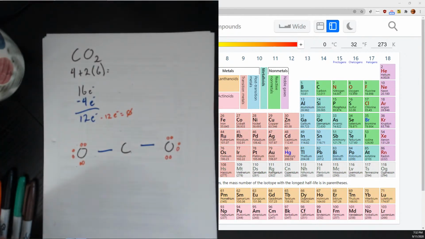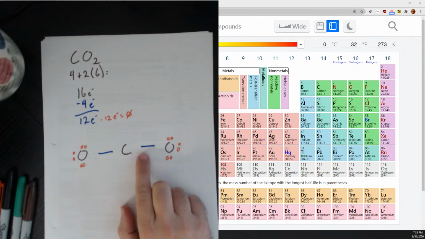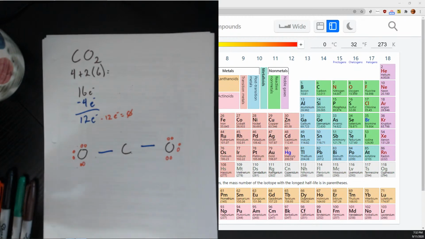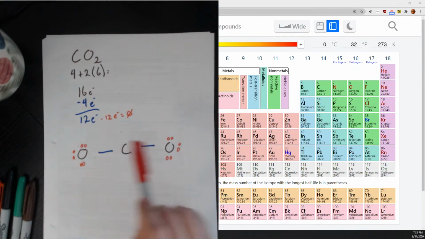So there's nothing left to go on carbon as lone pairs. We've used up our pool, nothing left. But carbon is not yet happy. Carbon looks around itself and it sees only 4 electrons, 2 from either bond. Okay, so carbon, no bueno. So what we do now is we satisfy carbon's octet by turning lone pairs off of the oxygens into double or triple bonds.